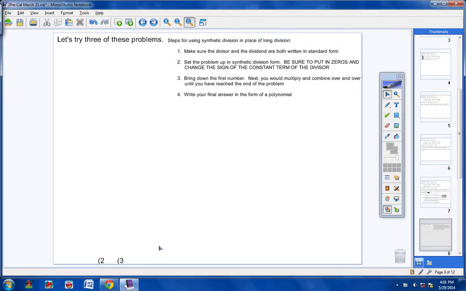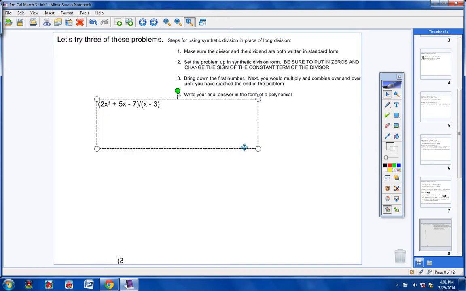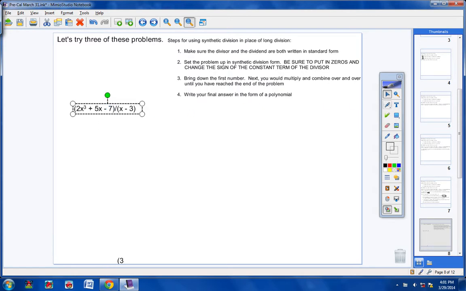Okay, let's go ahead and slide this problem out of the way. Let's pull up the next problem here, and let's see how we do on this. Okay, now here you're going to have to put some zeros in, I believe.